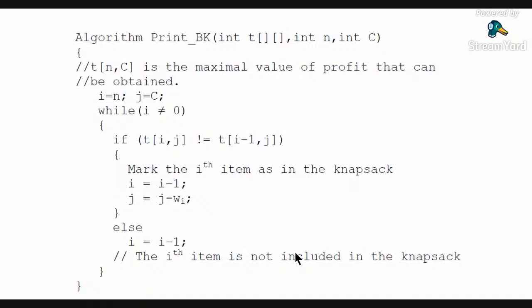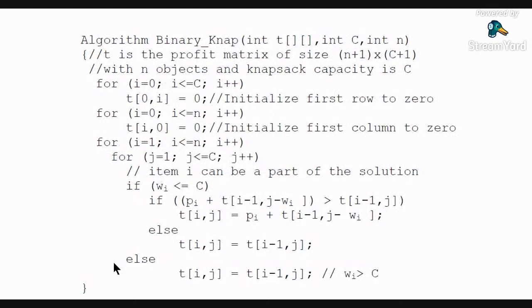Okay. Now, when we have computed the entire T matrix, we need to decide which objects have been included and which have not been included. Just see in which statement we are deciding whether the ith object is included or not. If this condition is true, it means that we can include this particular object.